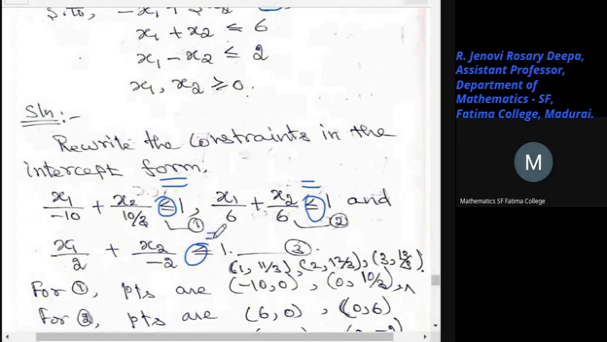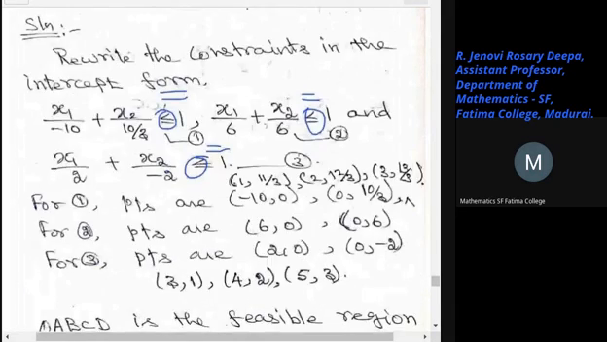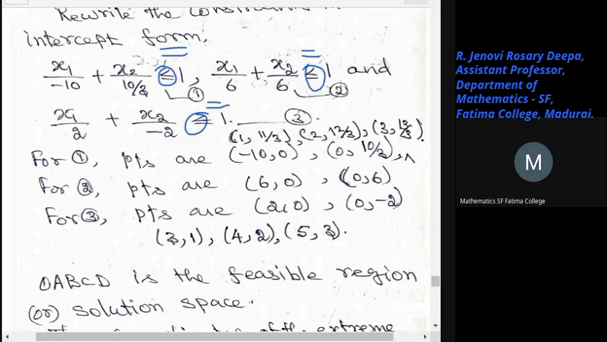So we are getting three straight line equations. Now we are going to plot these three equations in the graph. To plot the straight lines, we need points for each straight line to be plotted in the graph. So for the first straight line, x1 divided by minus 10 plus x2 divided by 10 by 3 equal to 1, these are some points of interest.